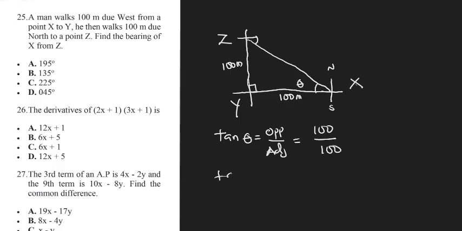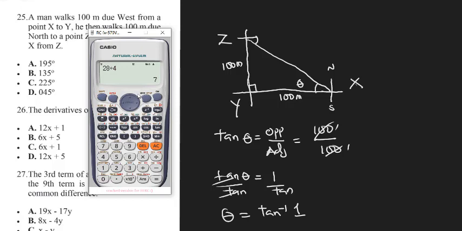So we have that tan theta is equal to 100 divided by 100, which is 1. So we have 1. We're looking for theta, right? So divide both sides by tan. This one cancels this. So we have theta is equal to the tan inverse of what? 1. So what's the tan inverse of 1?